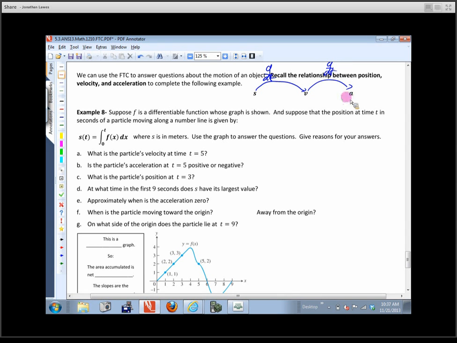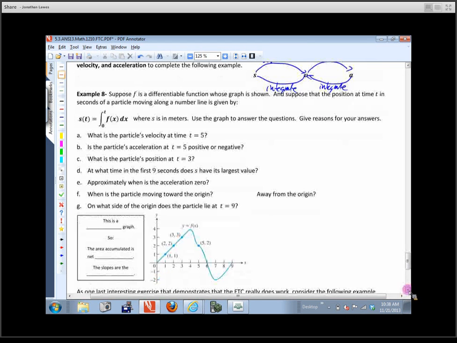Well, now what we can do is we can anti-differentiate or integrate. We can integrate acceleration and we can get velocity. And we can integrate velocity and we can get position. Any questions?